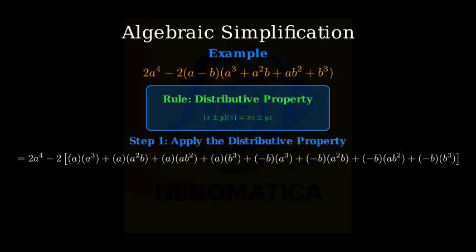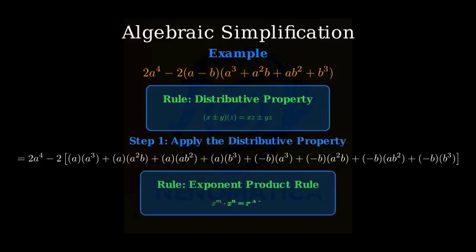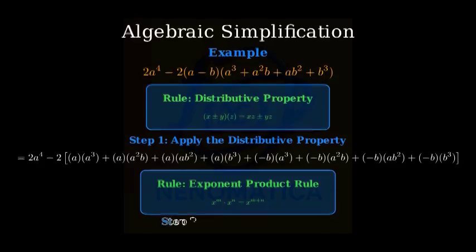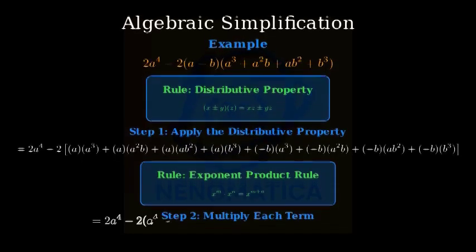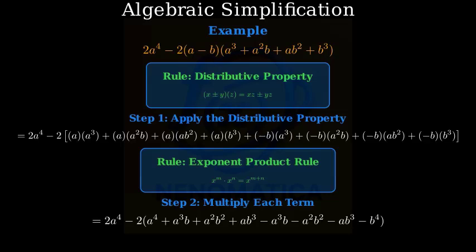We now multiply a by each term in the second parentheses, and then multiply negative b by each term in the second parentheses. Now, let's multiply each of these terms. We'll use the exponent product rule to combine like terms. When we multiply a by a cubed, we get a to the fourth power. When we multiply a by a squared b, we get a cubed b. When we multiply a by ab squared, we get a squared b squared. When we multiply a by b cubed, we get ab cubed.